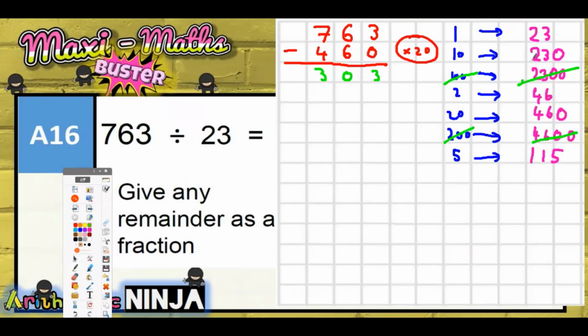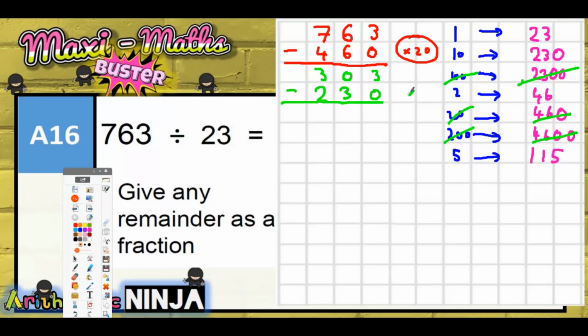Now let's take the biggest number away that we can. We're trying to get as low as we can, as quickly as we can, so that's why we take the biggest number. The biggest number we can take away from 303 is this 230. 460 is no use anymore because that's already bigger than 303. So you might as well cross that one out now. 230 is the biggest one left. So you take away 230, and let's work that out.